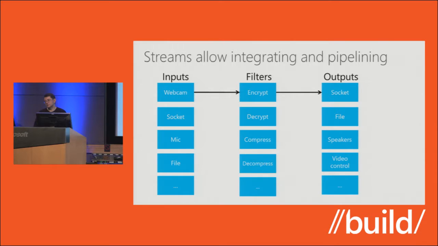You can also have filters, which have both an input stream and an output stream, and do some conversion, like compression or encryption. Since that also uses streams, it's easy to stick them in the middle and create a pipeline, such as from a socket through decryption and then off to a video control. Or from a microphone, compress it, send it across a socket, and so on. You get the idea.